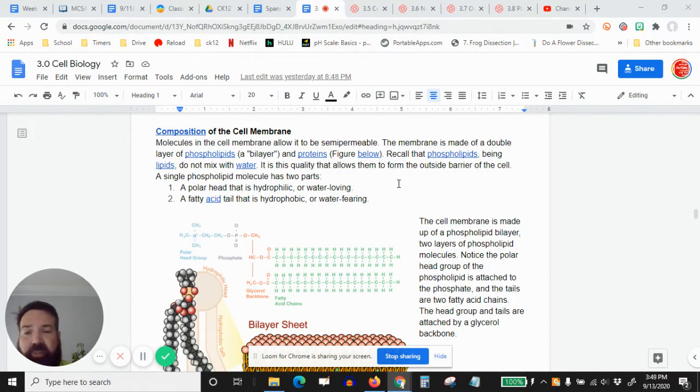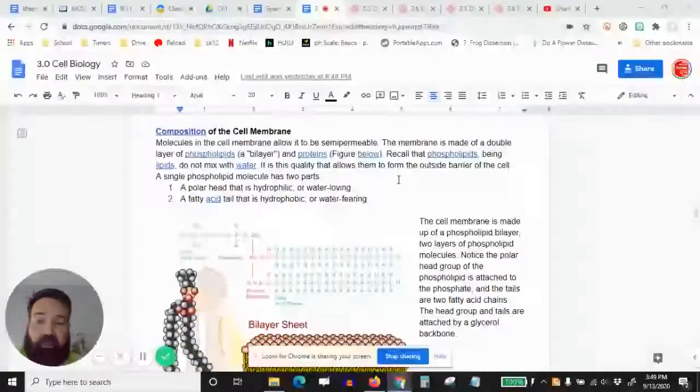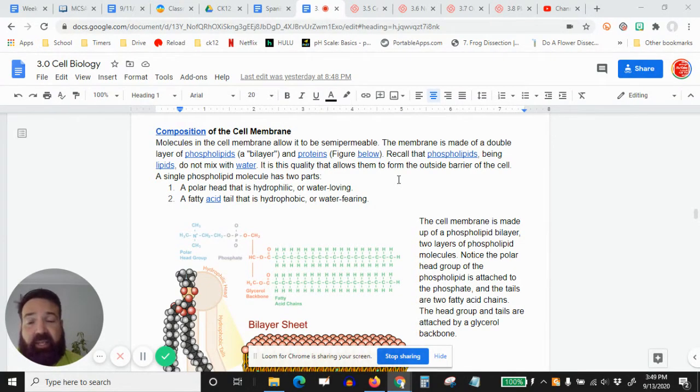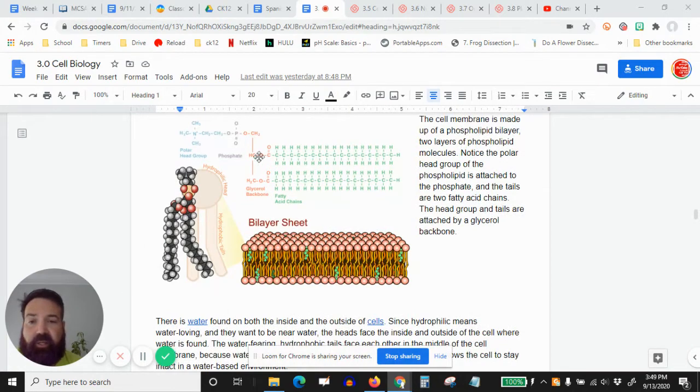Recall that phospholipids, being lipids, do not mix with water. It is this quality that allows them to form the outside barrier of the cell. A single phospholipid molecule has two parts: a polar head that is hydrophilic or water-loving, and a fatty acid tail that is hydrophobic or water-fearing. Right, so here's the diagram.